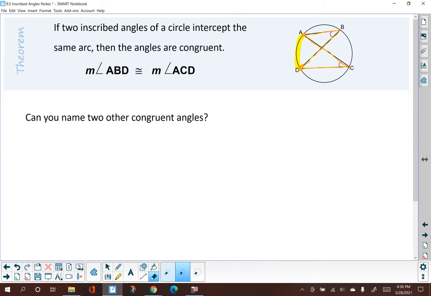So looking at this diagram, can you see any other angles that you know would have to be congruent? Looking at this arc over here, you can see that angle A intercepts that arc, BC, but also angle D does. So angle D is also going to be congruent to angle A.